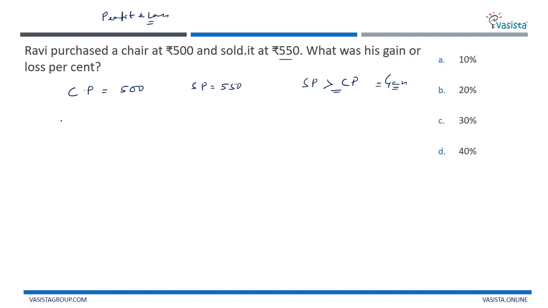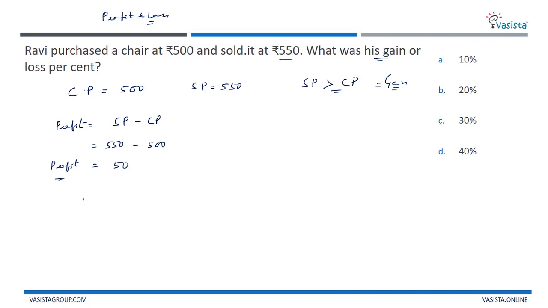So profit is equal to selling price minus cost price. So what is selling price? That is 550 and cost price is 500. He is going to get 50. The profit is 50. So we have to find the percent, gain percent or profit percent.